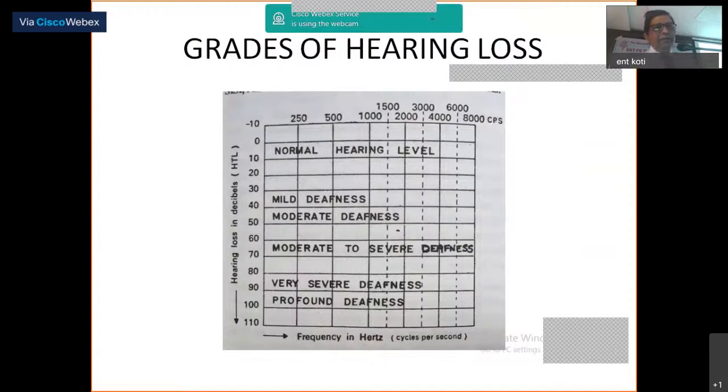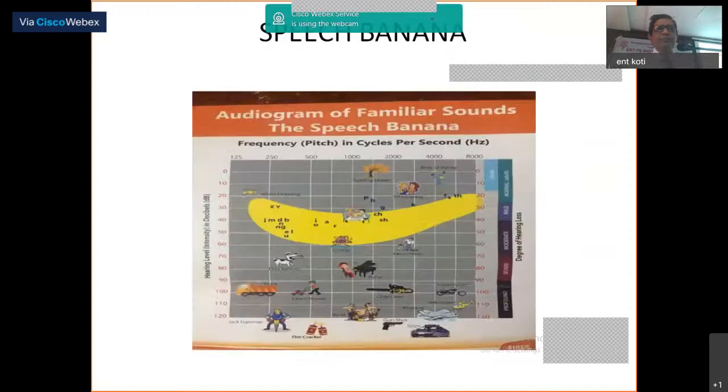So when you get an audiogram, usually up to 20 decibels is considered normal. If you have the recordings in this range, it is normal. Then mild, moderate between 40 to 50, 60 to 70 is moderately severe, and very severe, profound deafness, between 90 to 100. Where the recordings lie on the audiogram will tell you the degree of hearing loss.